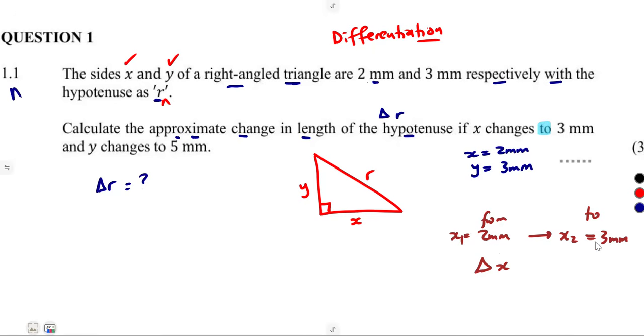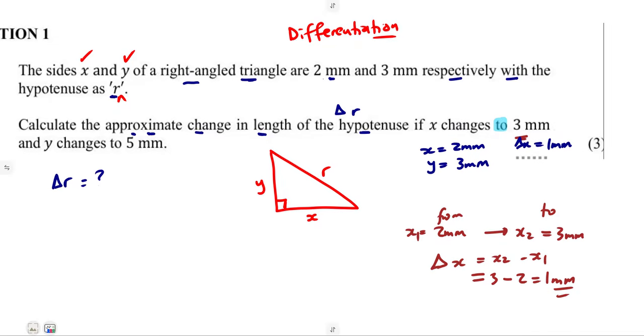So the change in length in terms of x is going to be x2 minus x1, which is the final 3 minus where it started, the original value, which is 2. That gives us 1 millimeter. That is the change that happened in x, a positive value. A positive means it is an increase that we are referring to.